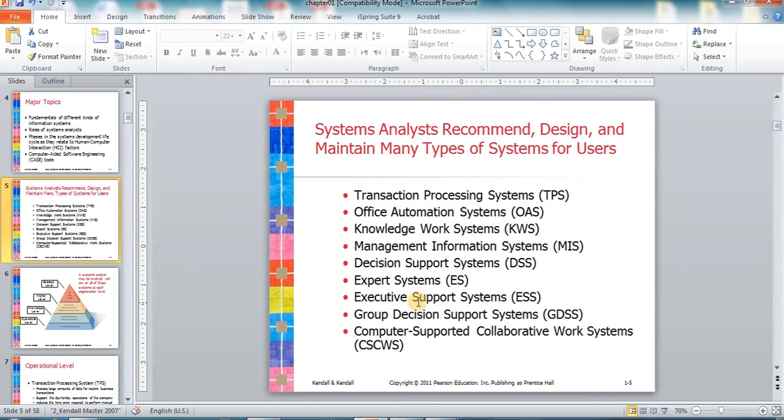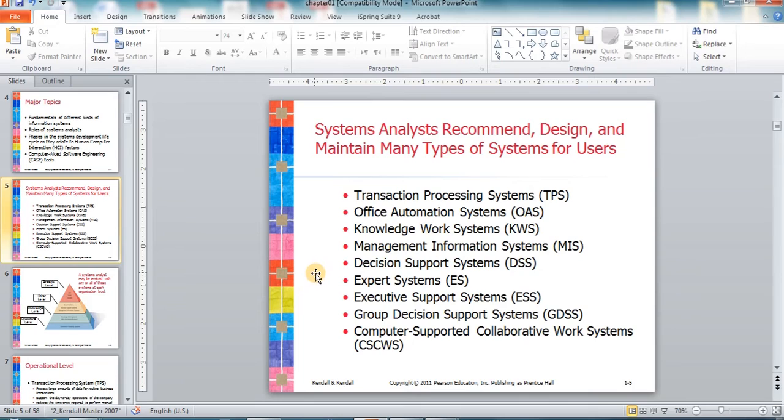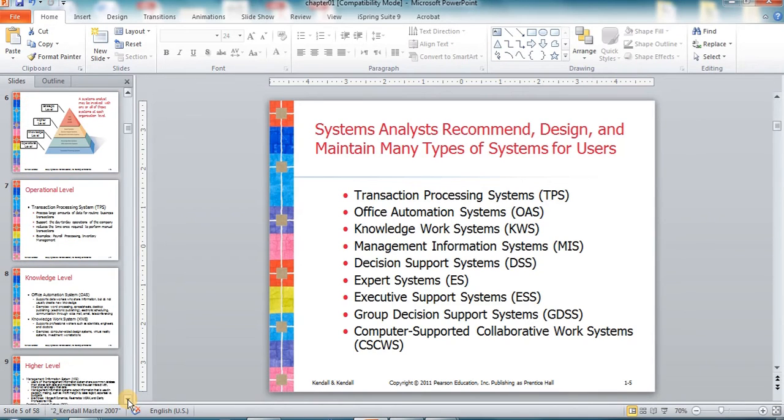Finally, at the top managerial level, we have the executive support system, the group decision support system, and the computer supported collaborative work systems. These last two are very similar to each other. Now, I am going to talk very briefly about the characteristics of each one of these 9 types of software. I don't want you to memorize them. Just understand them and make sure that you are able to differentiate between each one and another.